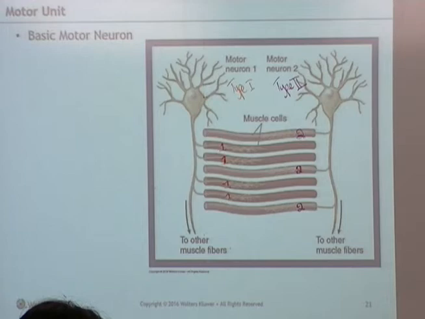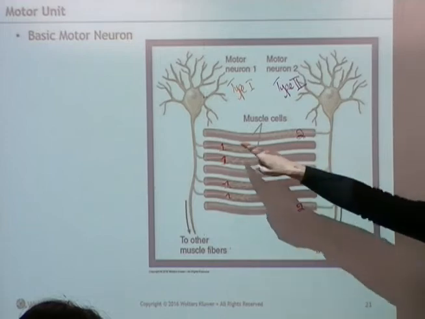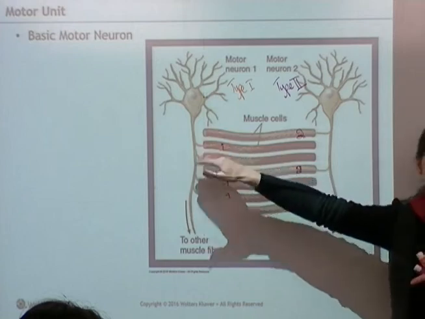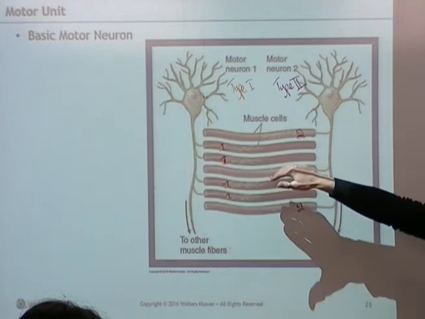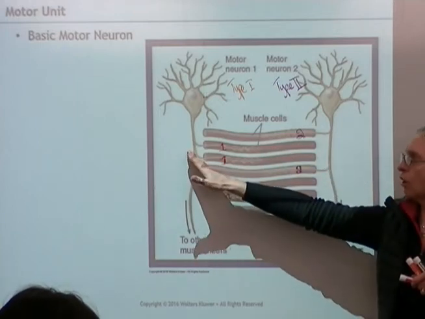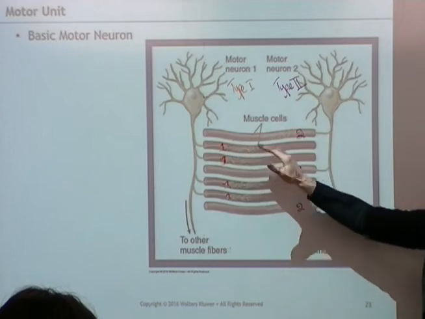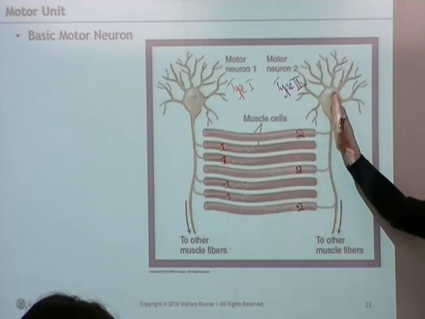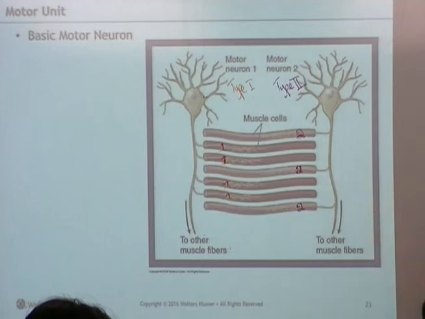Motor unit is a motor nerve and all the muscle fibers that motor nerve attaches to, synapses with. So, all the muscle fibers that attach to one motor nerve within one unit are of the same type. This nerve doesn't attach to some type 1s and some type 2s. So everything that synapses with this nerve is going to be a type 1. Everything that synapses with this nerve is going to be type 2.